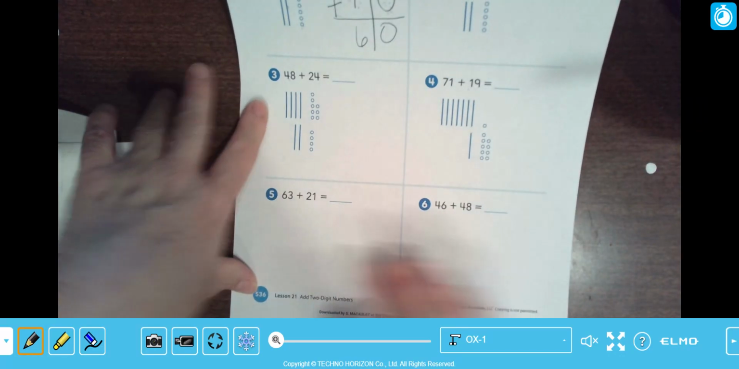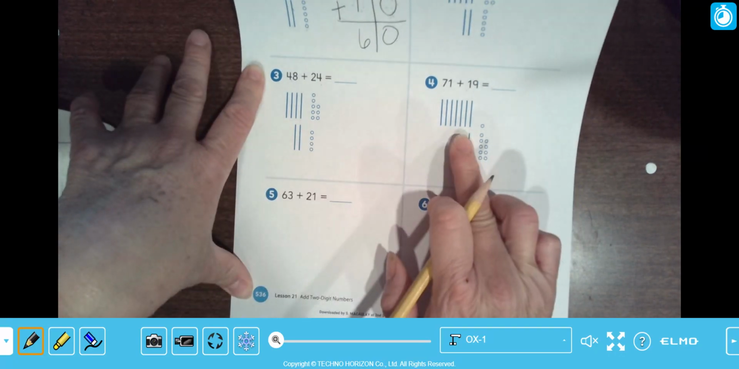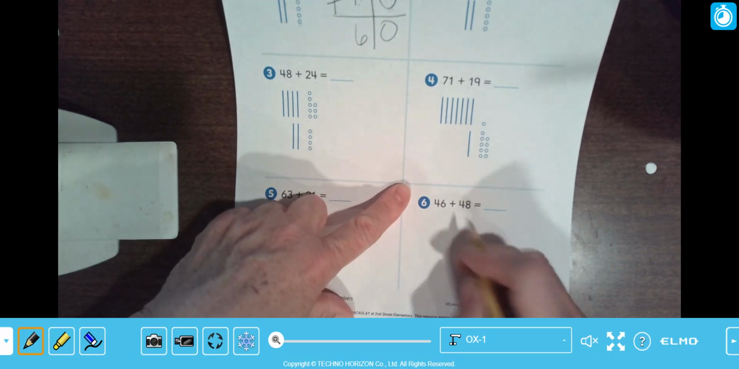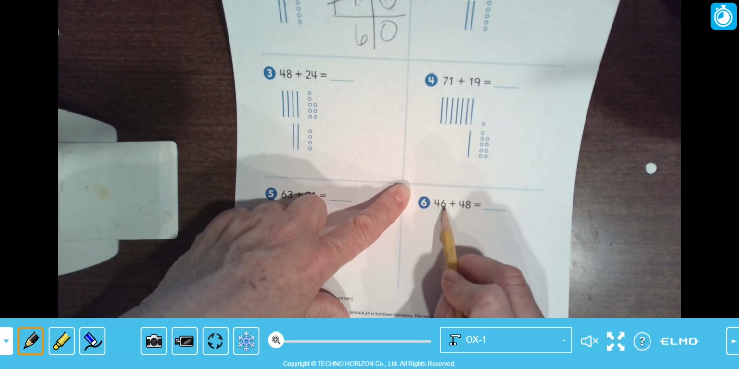Okay, we're going to do that down here. Okay, these are a little bit harder because down here you have to draw them. Up here they're already drawn for you. So we're going to do this one, number 6. We're going to draw it together, okay? So first we're going to draw 46. 4 10s and 6 1s.